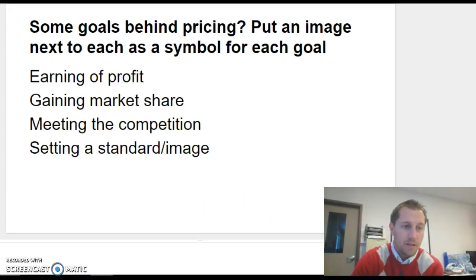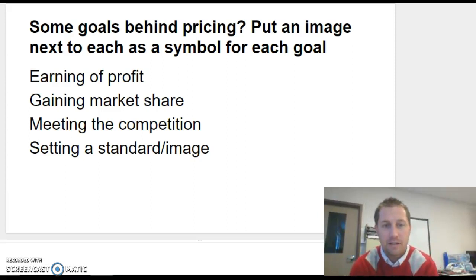Let's keep going. Slide 5, some goals behind pricing. You're going to put an image next to each as a symbol for each goal. So these are the 4 goals of pricing: earning a profit, gaining market share, meeting the competition, setting a standard/image. So find me an image that represents each one of these the best, okay? And establishes this is why they're pricing it at this amount.